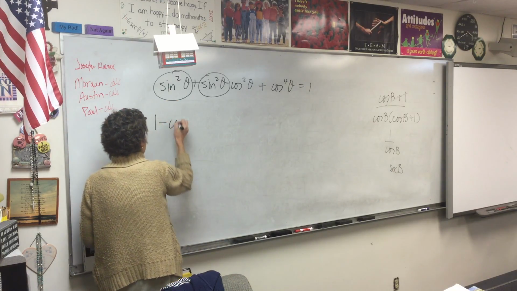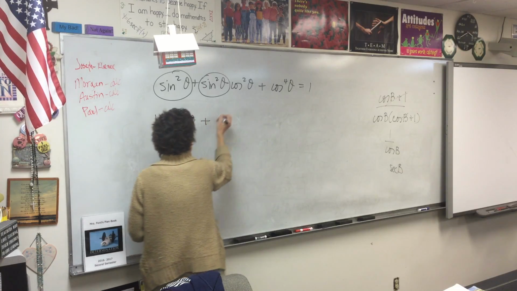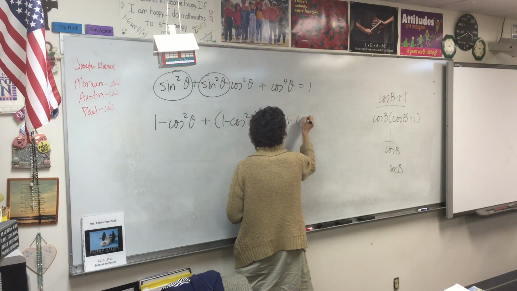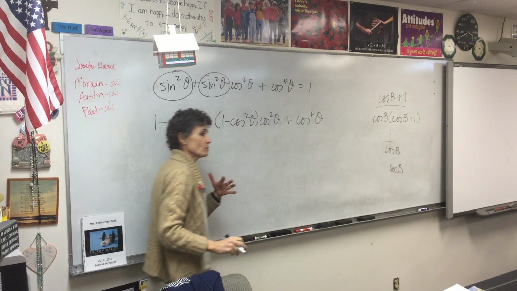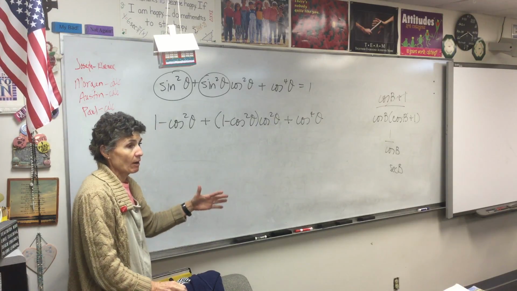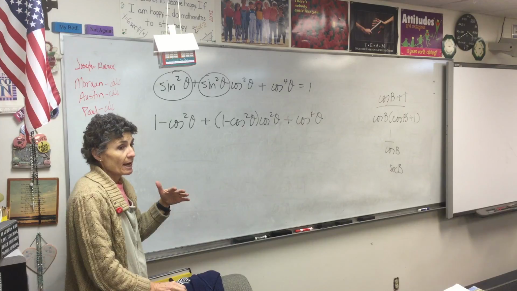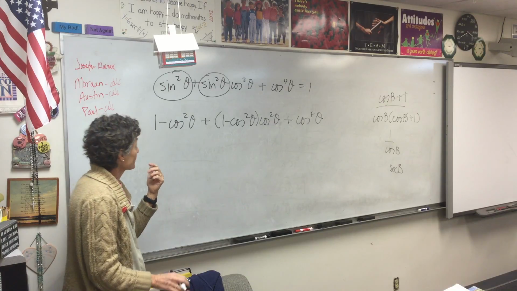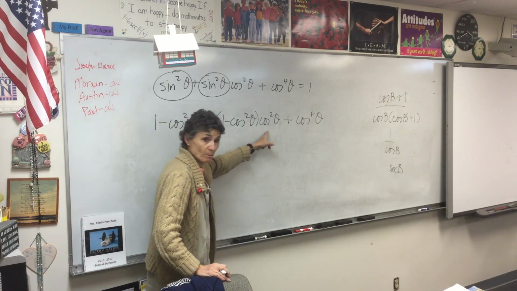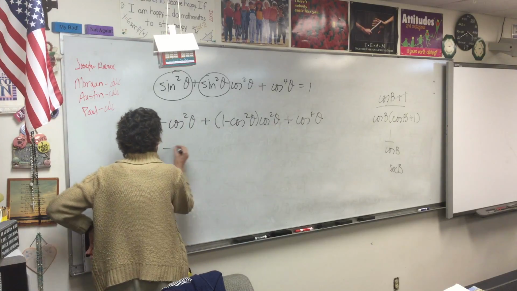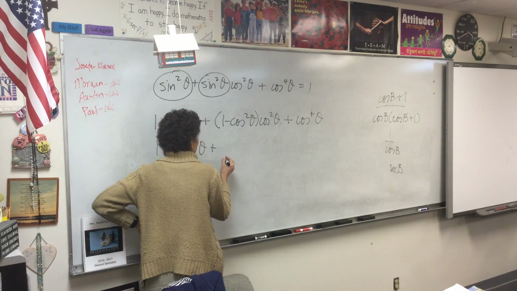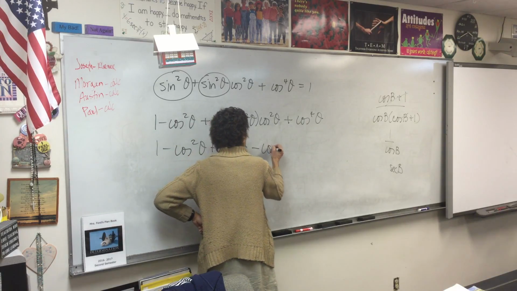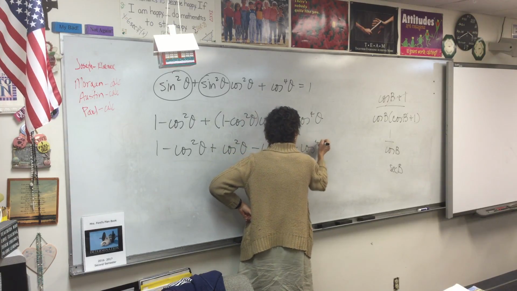So this is 1 minus cosine squared plus 1 minus cosine squared times cosine squared plus cosine to the 4th. So like Chandler said, it's all the same now. And that was simple because we have that identity that changes sine squareds into cosine squareds. All right? So now this is a distribute right here. So we have 1 minus cosine squared plus, all right, here we go. What am I going to get when I distribute? Cosine squared minus cosine to the 4th plus cosine to the 4th.